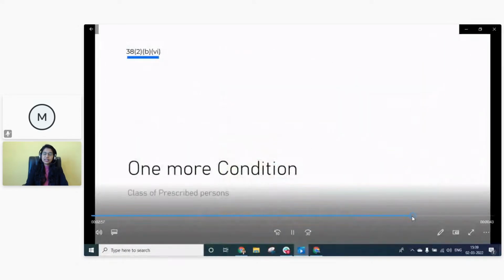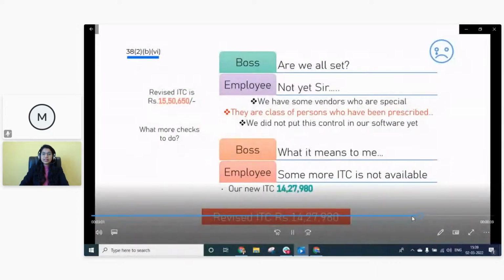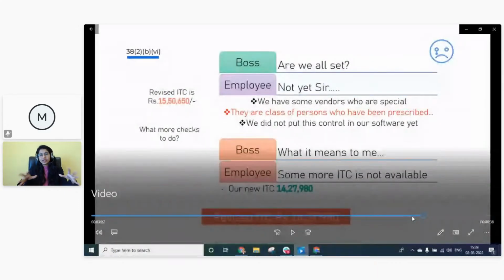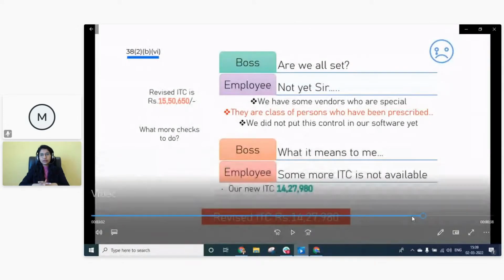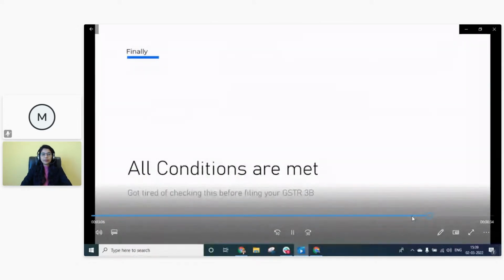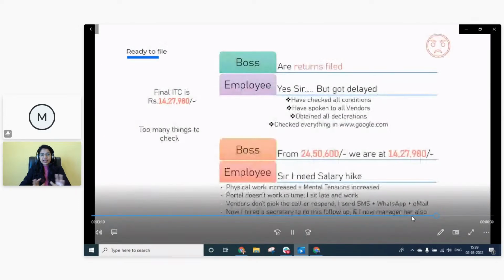Then other than that, they also talk about class of prescribed person. So they may say that there could be some special person, special vendor. They may define who would be that vendor against which you cannot claim the ITC within the prescribed timeline. So you will be able to claim ITC only when you see that the things are compliant, everything is done. So that is how you are going to claim the ITC.